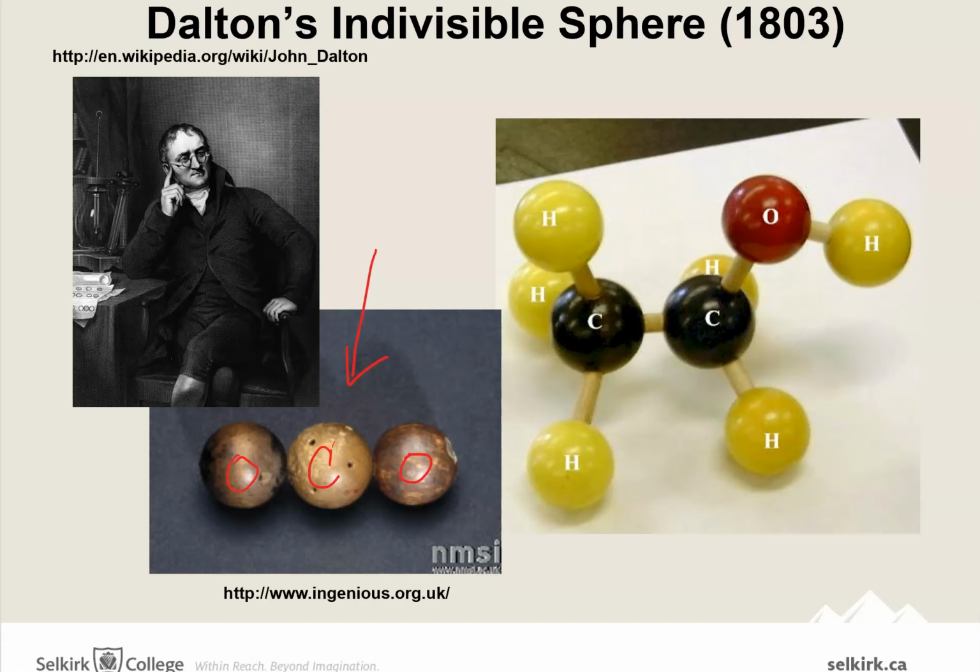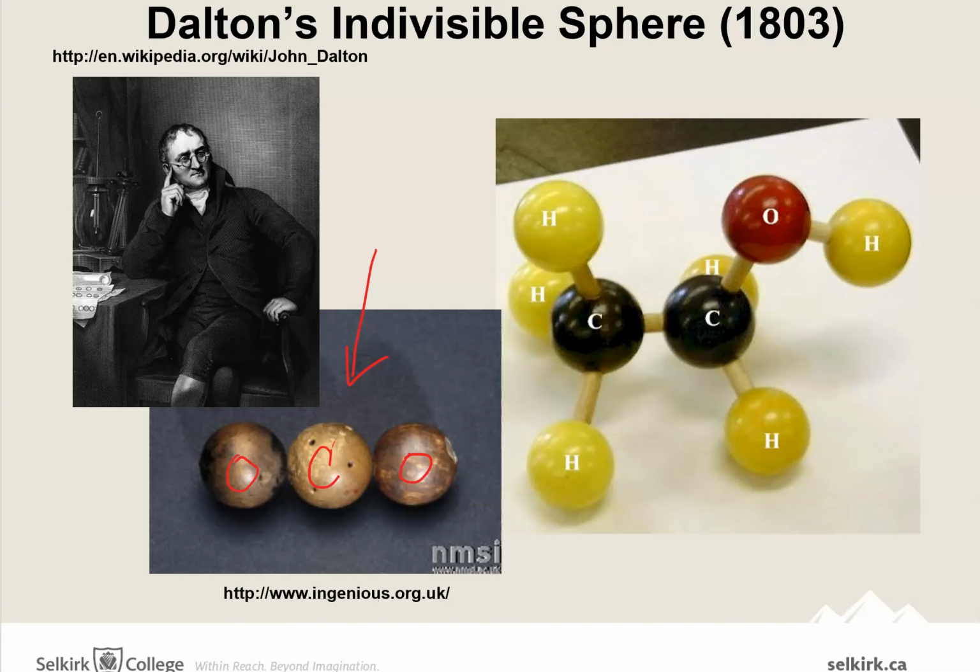It also explained the law of constant composition. Every time you made carbon dioxide, that was 1 sphere of carbon and 2 spheres of oxygen. So just because the atom ratio was the same every time in the compound, the mass ratio related to those atoms had to be the same every time. And that explained the law of constant composition.